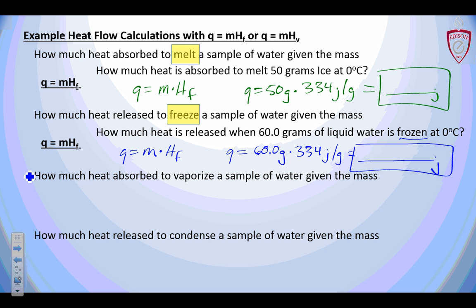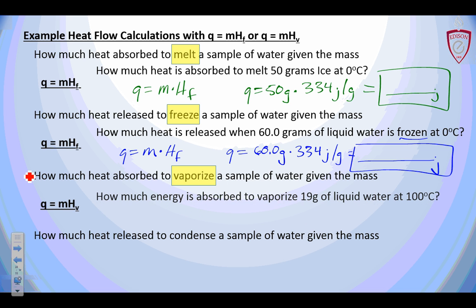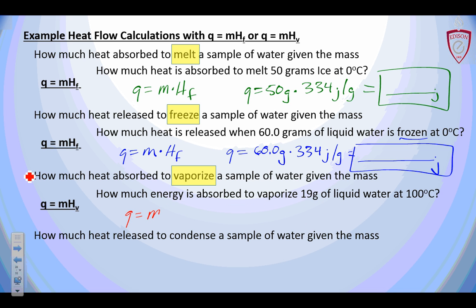Okay, so heat absorbed, vaporized, V. Lets me know I need a different equation. See how that works? So now I've got H sub V. The problem would say something like this. How much energy is absorbed to vaporize 19 grams of liquid water at 100 degrees Celsius? Now notice I'm using 2260 joules per gram, because that's H sub V and not H sub F. The problem's going to tell us which one to use.